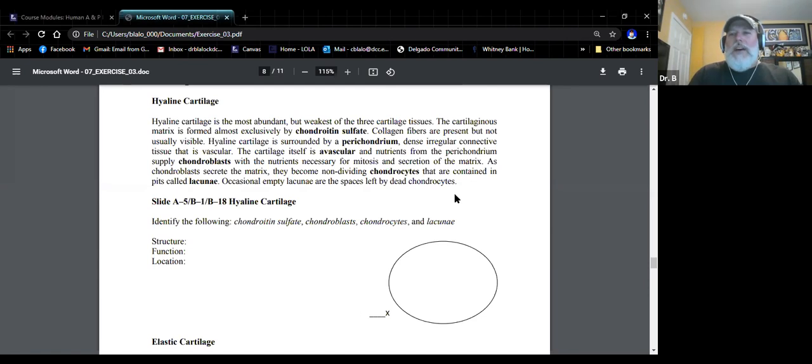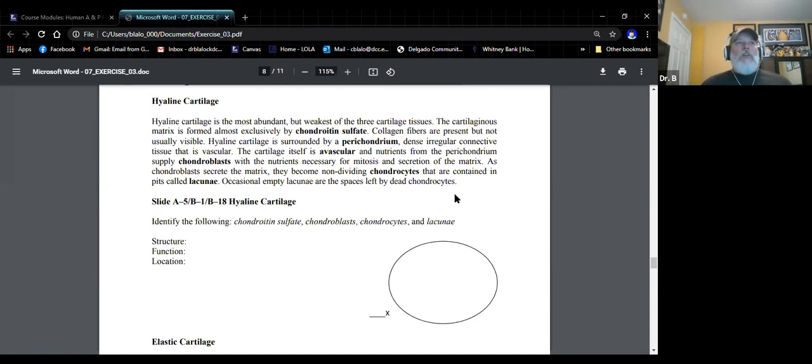Cartilage is going to be avascular, which is good because where we find cartilage in some of these instances, we want it to be avascular, because with a lack of vascularity, we also have a lack of nervous innervation to these tissues, so they don't give us the ability to feel a lot of things with cartilage. And hyaline cartilage is going to be one of those tissue types.